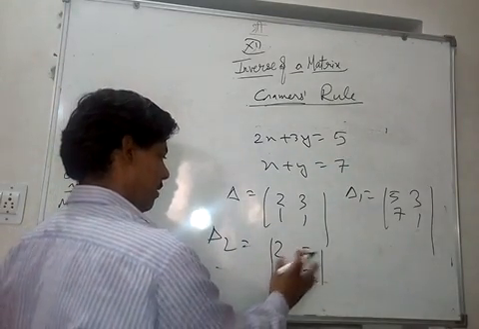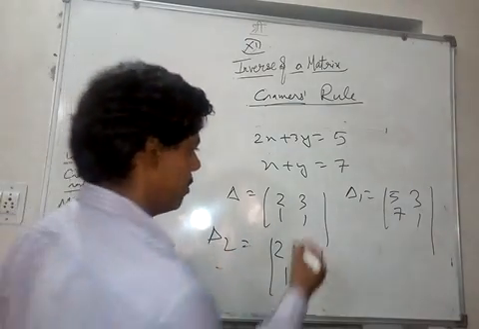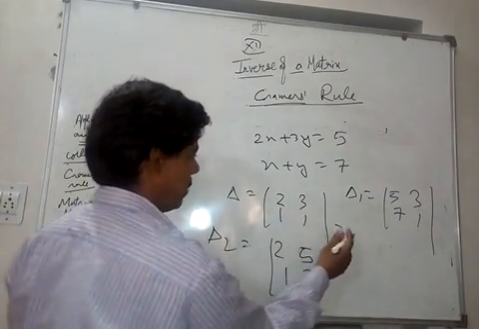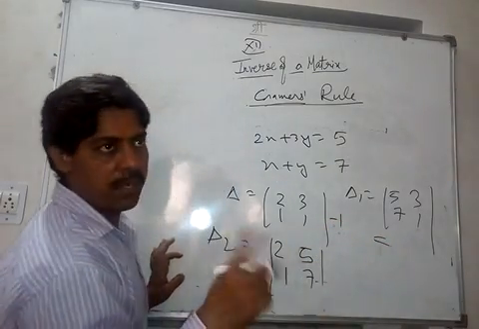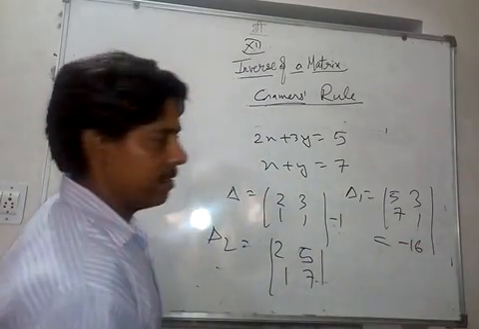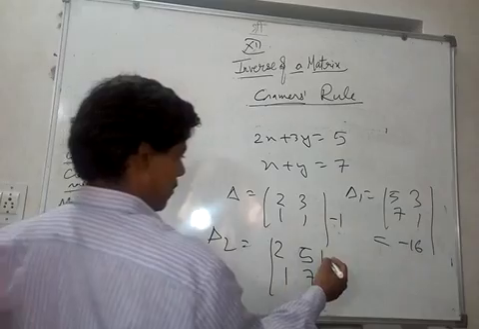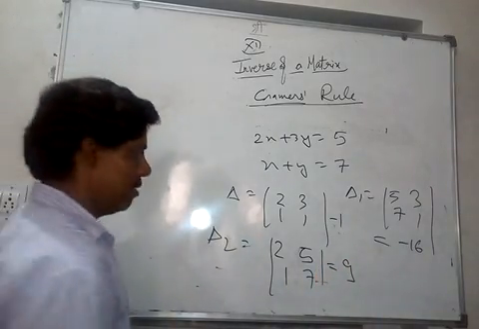Okay, 5 7. So this is the second determinant. Now calculate all the three. What you will get? Here you will get 2 minus 3 minus 1 minus 1, and here you will get 5 minus 21, which is minus 16. 14 minus 5 is 9, and this way you can write the values of x and y quickly.